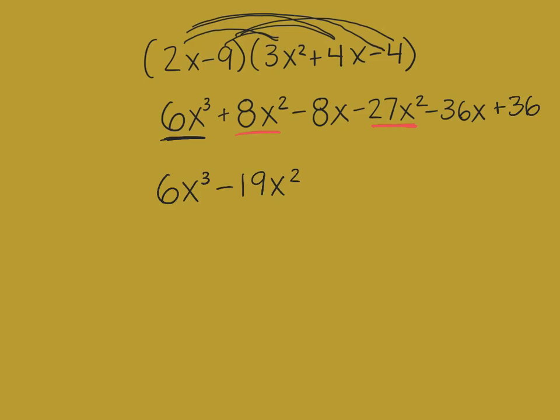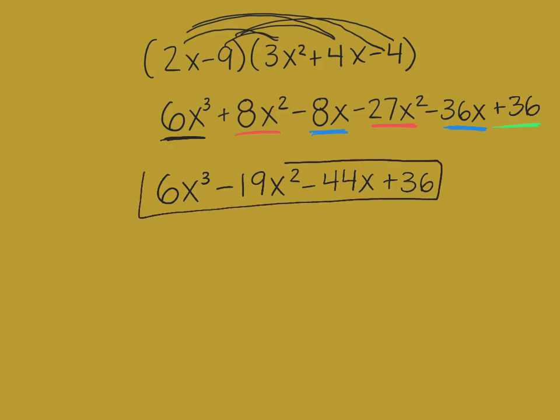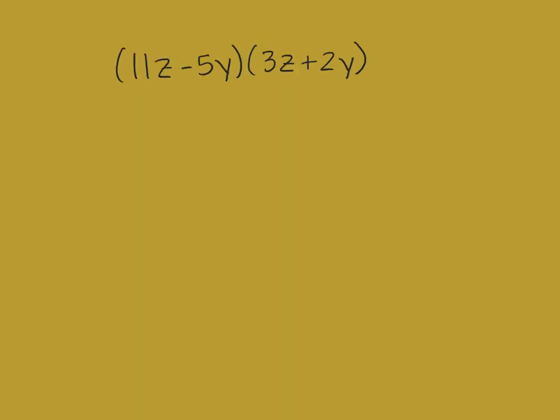Then let's see what else we have. We have x's, just an x and just an x. I can combine those. Negative 8x and negative 36x all together would get you negative 44x. And then lastly, we have this whole number by itself, and that is the only whole number, so I will just leave it as a plus 36. Nothing else can be combined, so this would be your final answer of the multiplication.